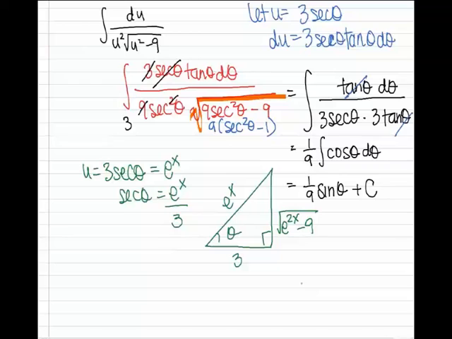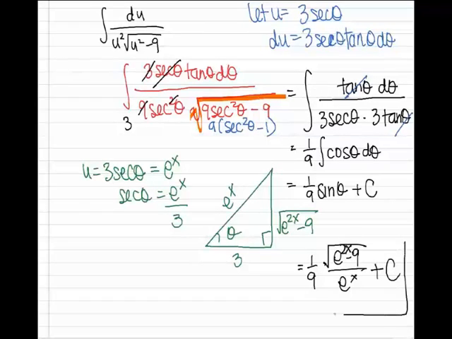So when we back substitute, I have 1/9 sine of theta, which is square root of e to the 2x minus 9 all over e to the x plus our constant C. So a little bit trickier, a lot more things to do on this one.